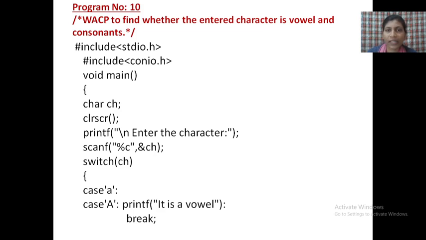There are 5 vowels in the English language. So if you entered a small letter or a capital letter, both are equal. If you entered small a, this is a vowel, and capital A is also a vowel. So for case A, if you entered small a or capital A, it will display the message on the monitor screen, printf, it is a vowel. Then break, your program will stop. If you entered A, the execution of the program will stop and this message will be displayed on the monitor screen. This is the output of your program if you entered A, okay, and your program stops here.